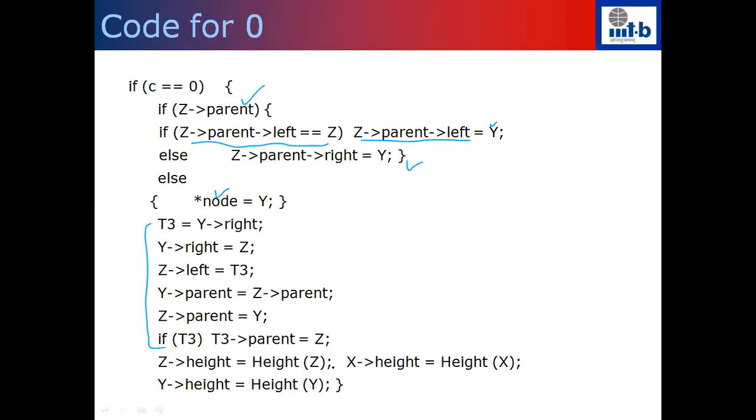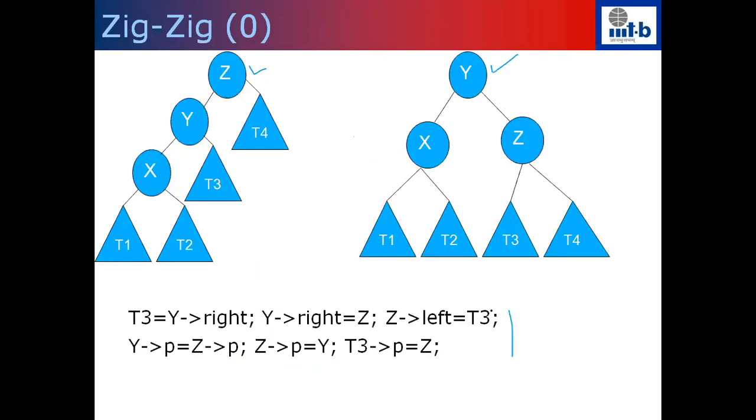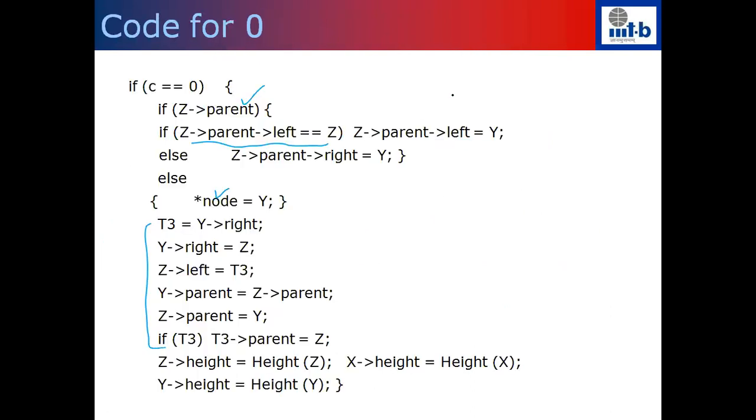After that, I have to update the height of the nodes y, x, and z. Notice that after the rotation, x and z are children. So you have to compute the height of these two before you compute the height of y. So that's precisely what I'm doing here. So to do the rotation, compute the heights of the subtree, and that's it. That's the end of this case.